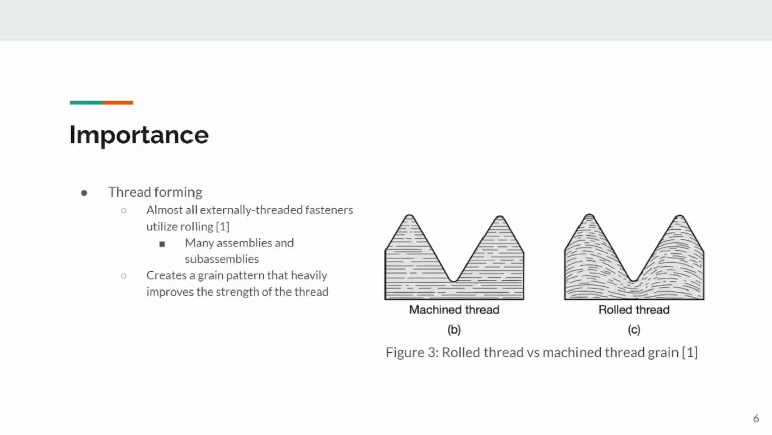One of the reasons why rolling is important is because of its ability to make threads. Almost all externally threaded fasteners utilize rolling now, and that's because, as you can see from the diagram on the right, the grains on a rolled thread is much less susceptible to shear compared to a machine thread. I always thought threads were machined because of how they're designed in CAD using a helical sweep cut, so I really like rolling because it subverted my expectation and created a stronger thread.